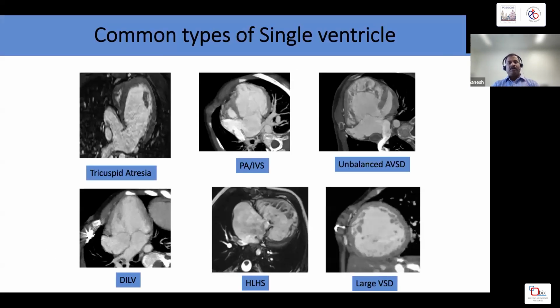As you all know, the common types of single ventricle which we usually come across are tricuspid atresia, pulmonary atresia with intact septum and significantly hypoplastic right ventricle, unbalanced AV septal defect, double inlet left ventricle, hypoplastic left heart syndrome and its spectrum. Occasionally, we come across patients with large ventricular septal defect where the heart cannot be septated.